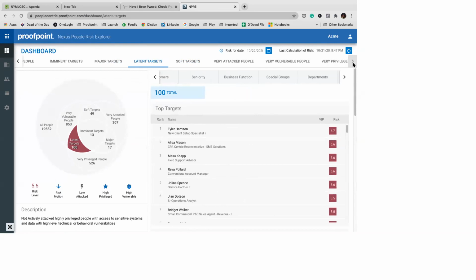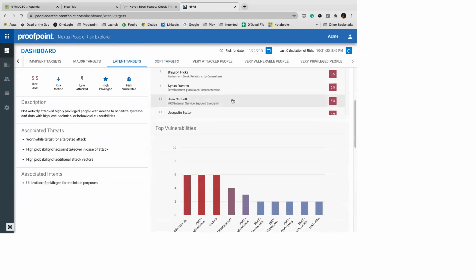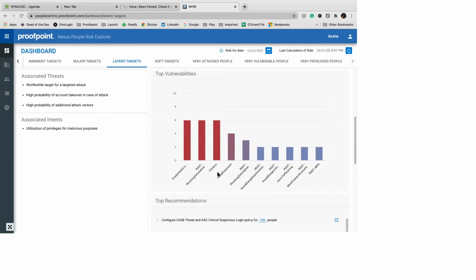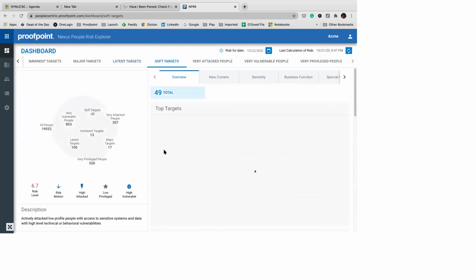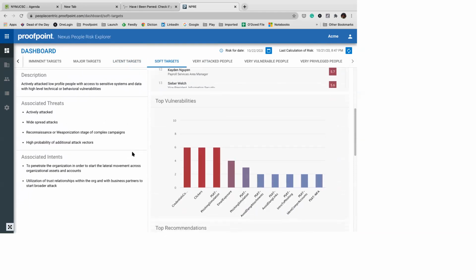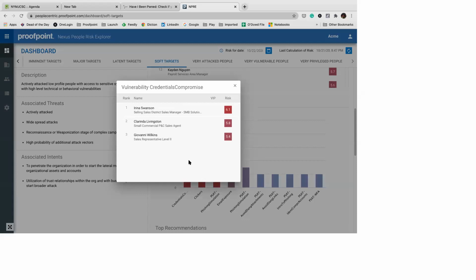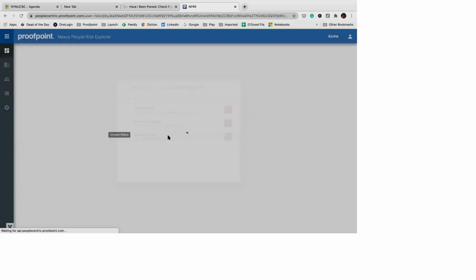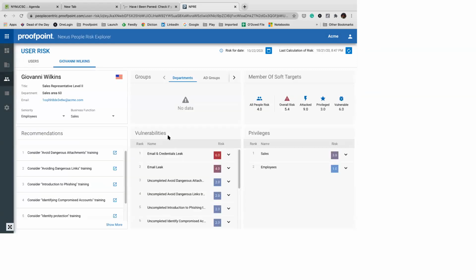All right. Looking at our top vulnerabilities. Here we go. So if we go back up here and I look at soft targets, for example, I can scroll down and I can look at the top vulnerabilities, and what I see is email and credential leaks, right? I can click into this vulnerability and I can see who's impacted.